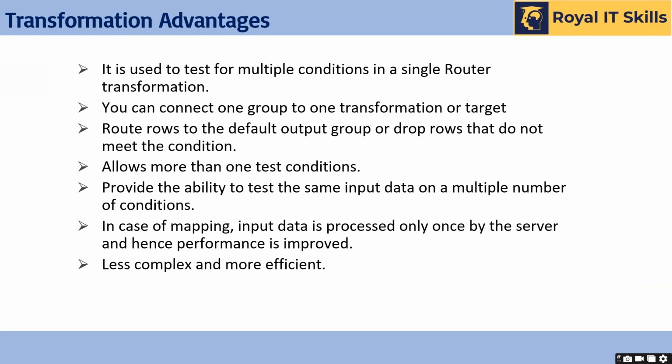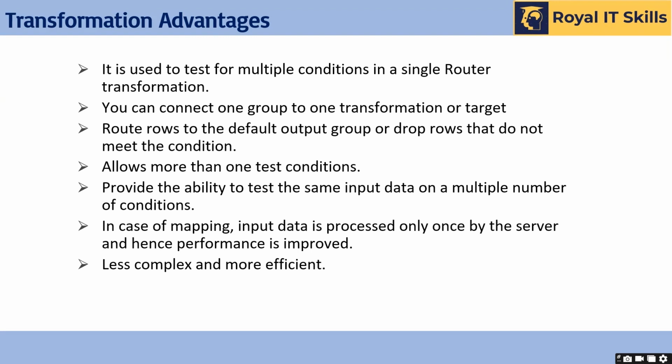It is basically used to test multiple conditions in a single router transformation. If we make use of filters, instead of using two filters, we can use one router. Or instead of using 10 filters, we can use one router. So basically, router is an extension of filter transformation. You can connect one group to one transformation or target.